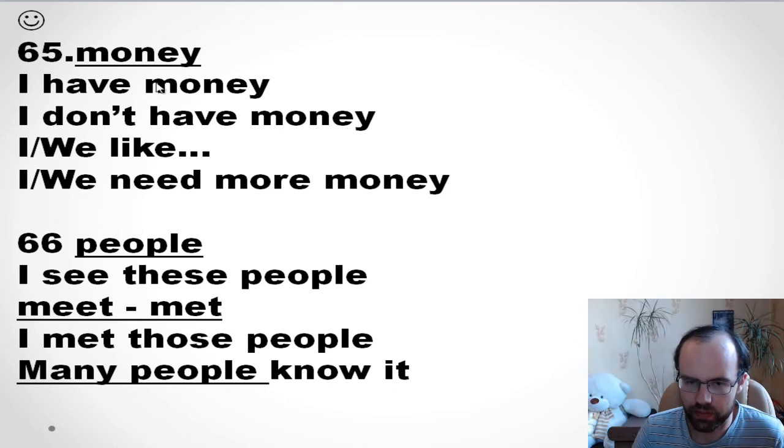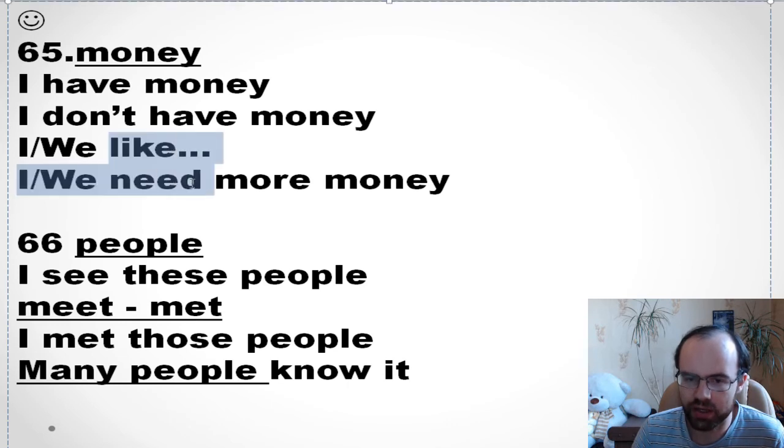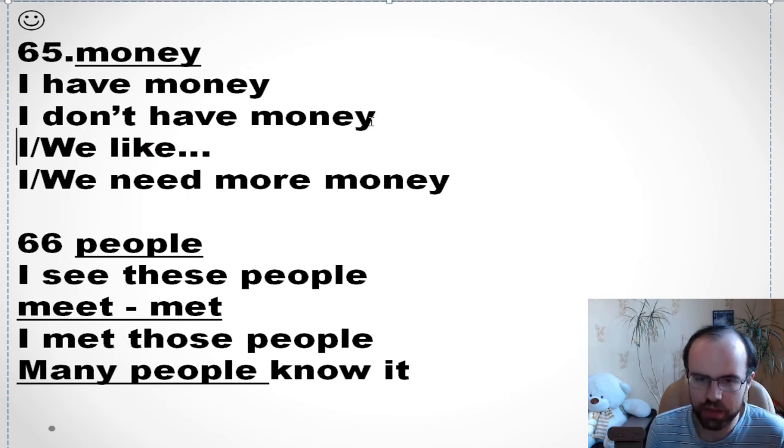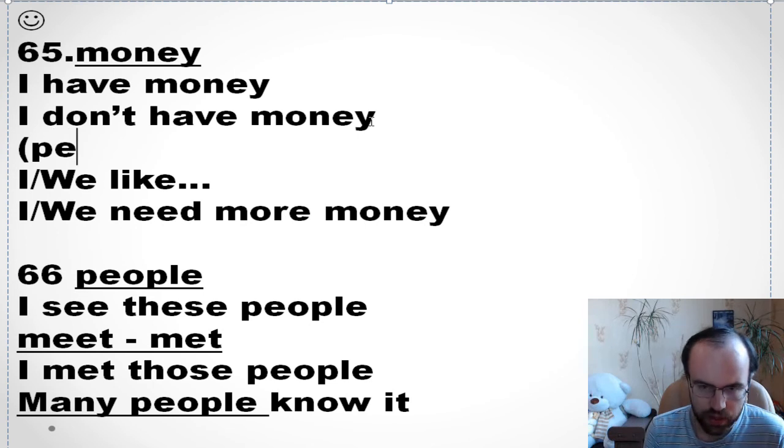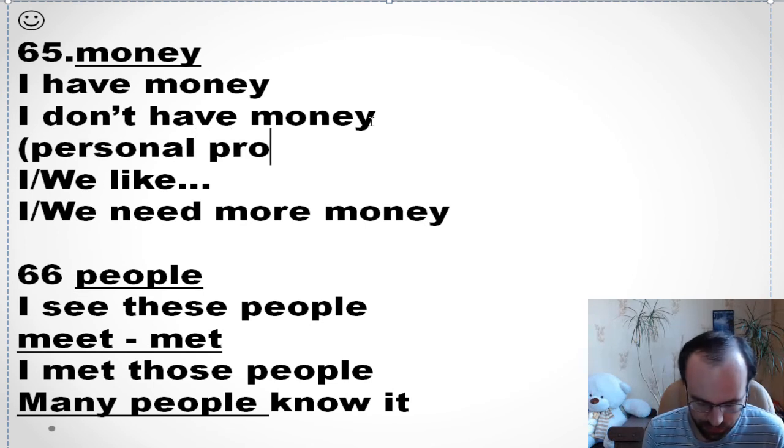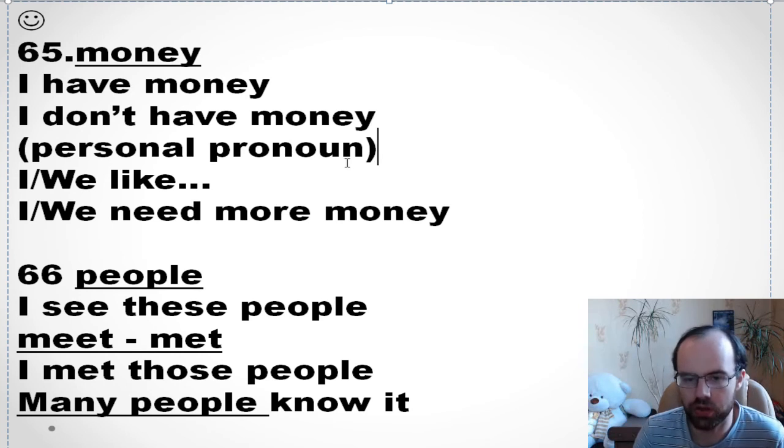Next, money. I have money. I don't have money. If you look at the structure, with like and need, you need to use a personal pronoun after it, okay? So you say, for example, I like it, we like it, I need it, we need it. Only a personal pronoun. It's a very common mistake. So you can say, I need more money, we need more money.